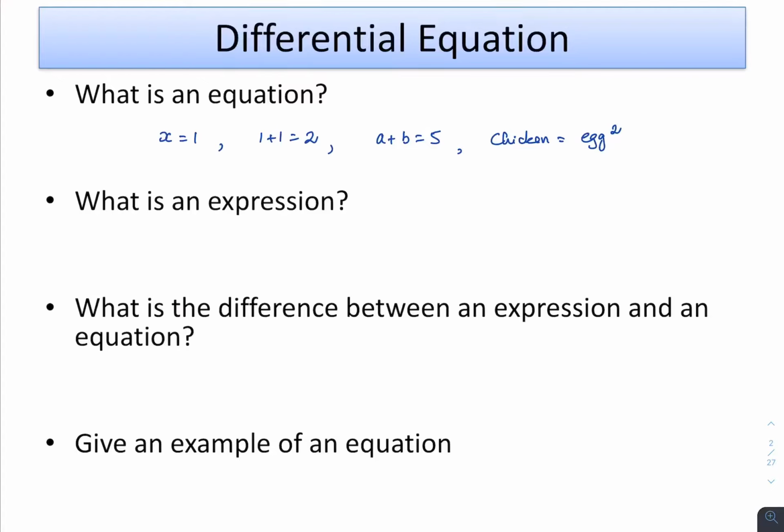So basically, you have a left-hand side and a right-hand side, and you have an equal symbol in between. And that's how we call something an equation.